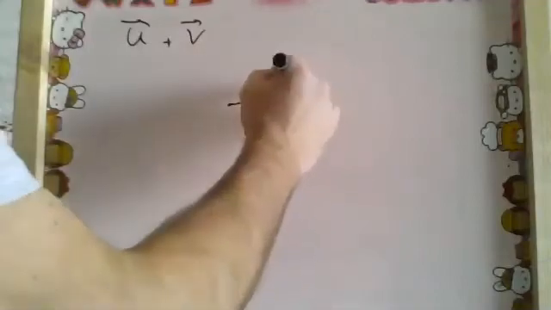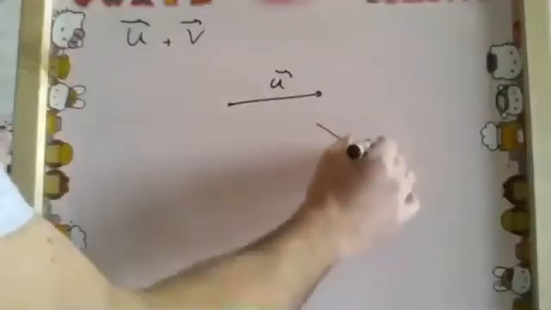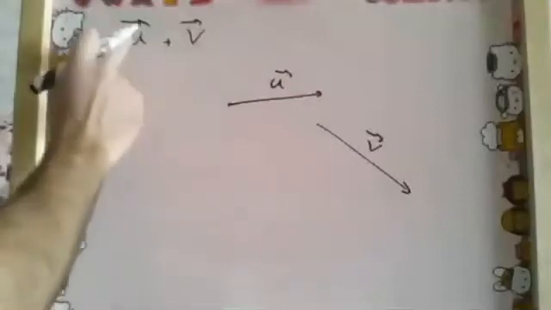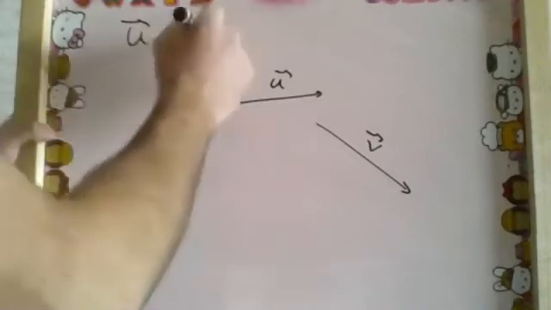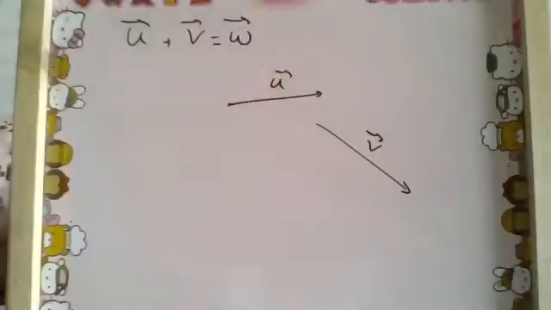Now, the sum of two vectors, addition of two vectors. If you have vector u and vector v in the plane, and you need to add these two vectors. Here you have vector u, and let's say we have another vector v, and you need to find the sum of u and v. How to find it? u plus v will be also another vector, w.